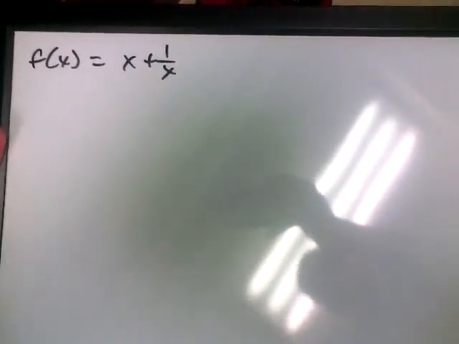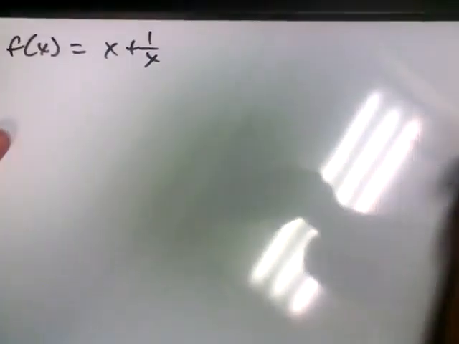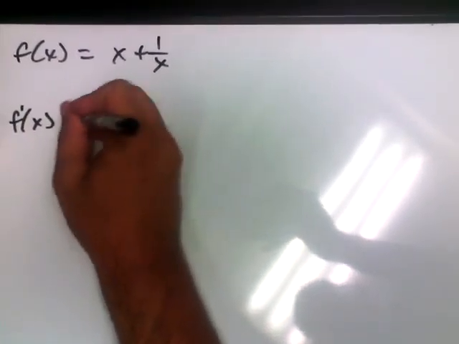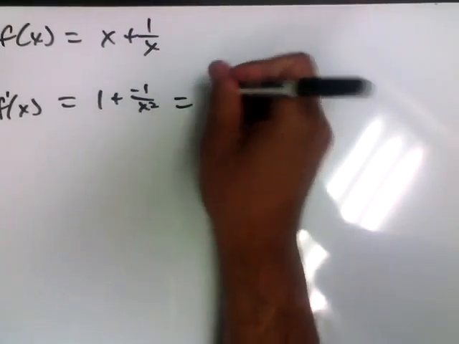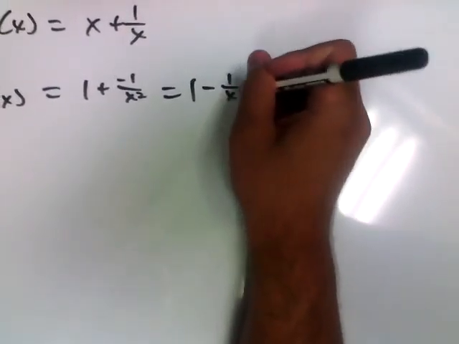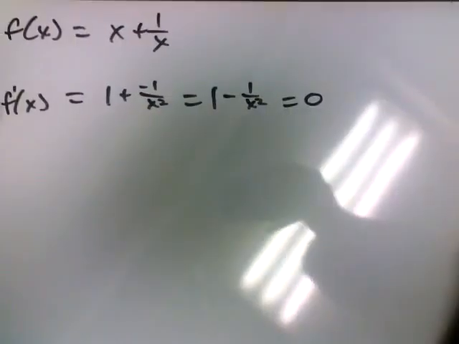Alright, so the first problem I'm going to do, I am going to find the maximum, minimum, or the critical points of f of x equals x plus 1 over x. So the first step in finding the critical points for a function is to take its first derivative. So the first derivative of f of x equals 1 plus negative 1 over x squared, which equals 1 minus 1 over x squared. Alright, so we set this equal to 0.